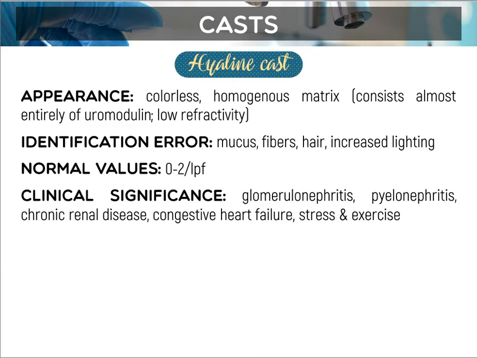Okay, so hyaline cast. First, we'll discuss your hyaline cast. Its appearance is a colorless, homogeneous matrix. It consists almost entirely of uromodulin. So it has low refractivity. Its refractive index is the same as urine.